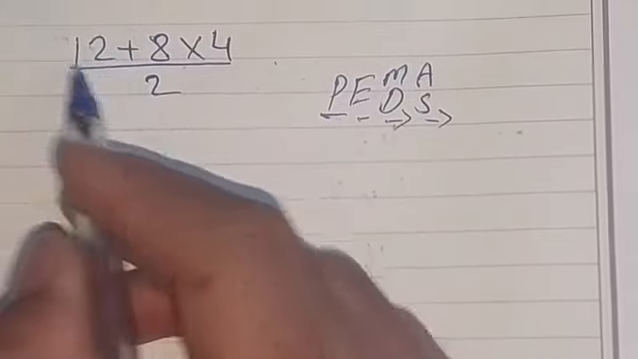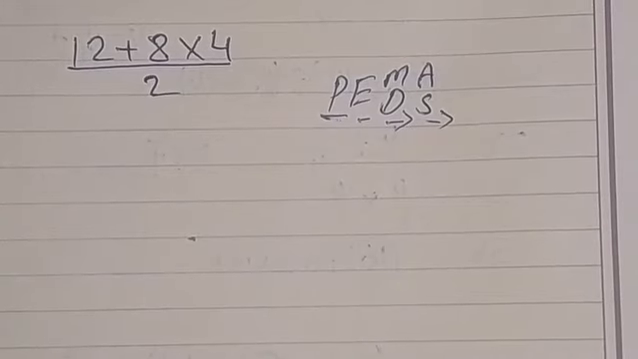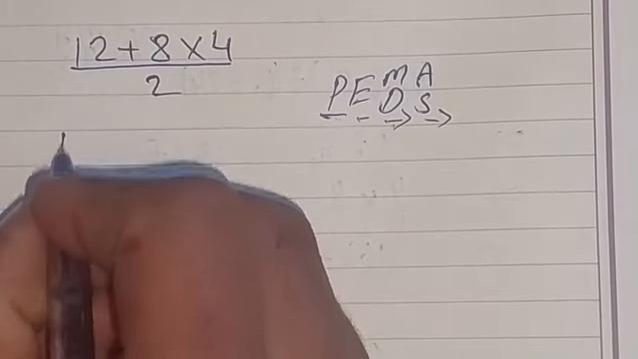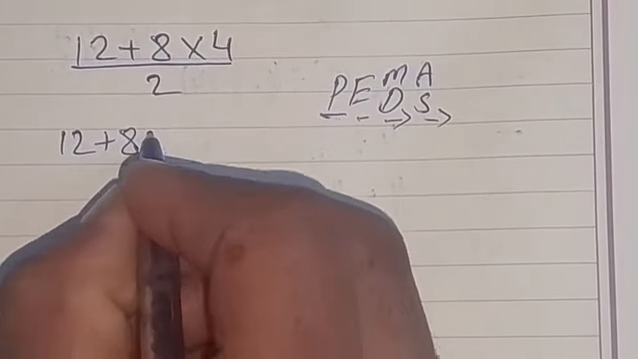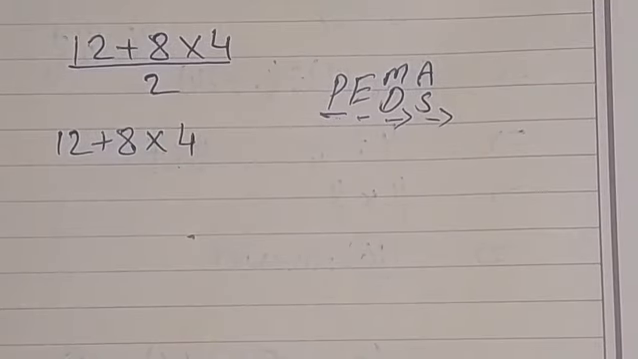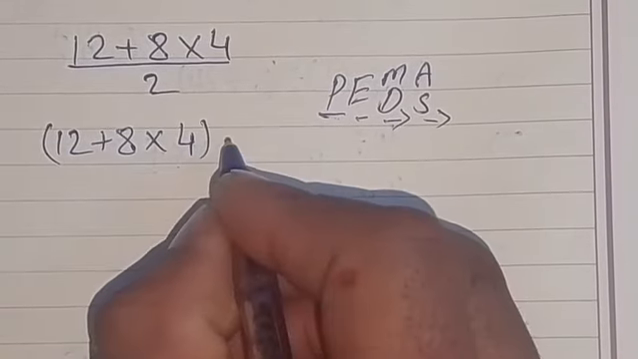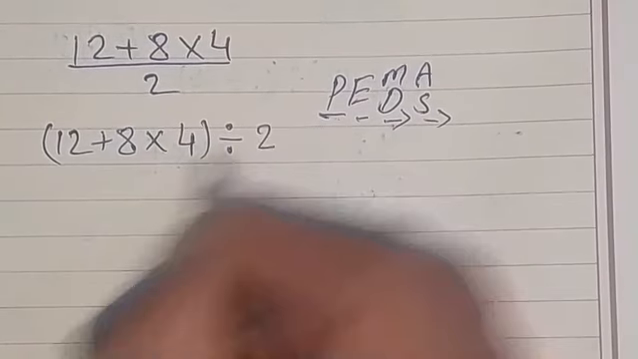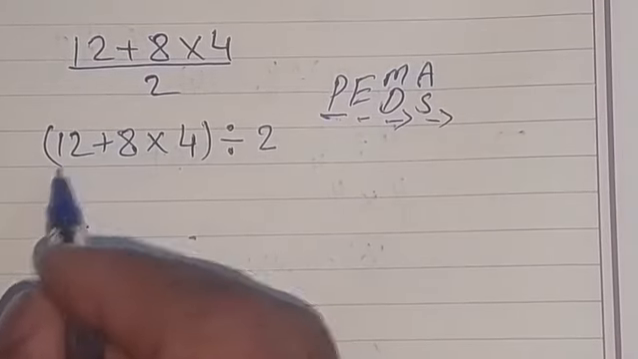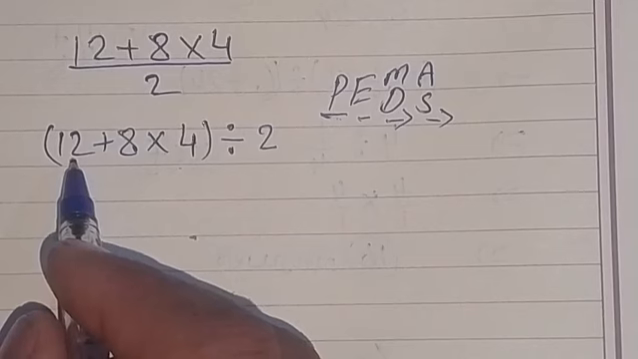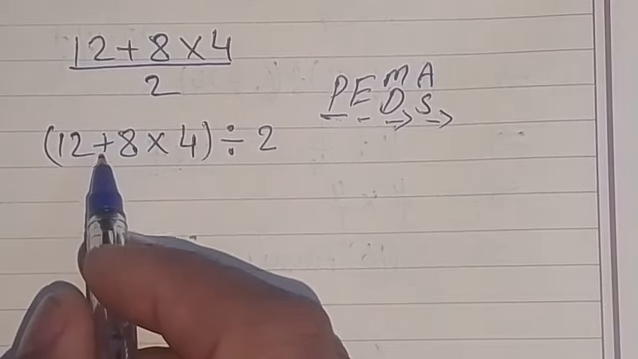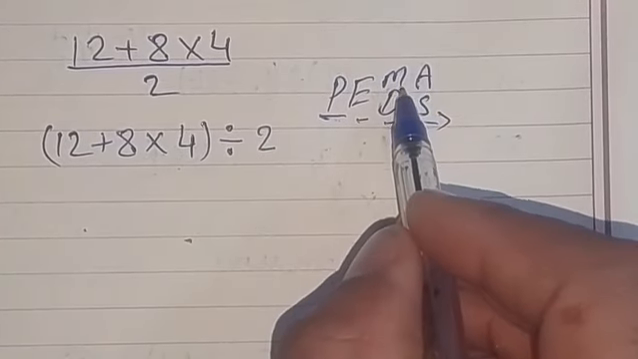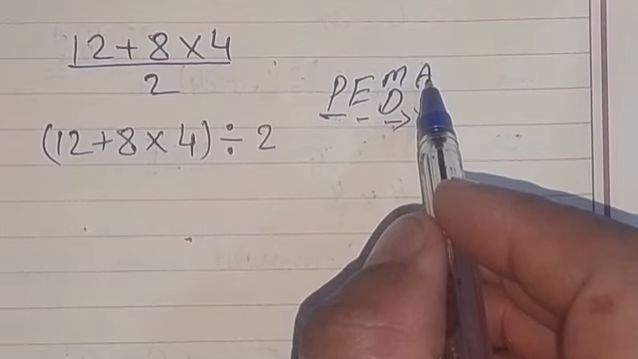So first of all we solve the numerator, then we solve the denominator. The numerator is 12 plus 8 multiplied by 4, and the denominator is 2. So first we solve the numerator. Inside the numerator we have one addition and one multiplication. According to the rule, first we solve multiplication, then we solve addition.